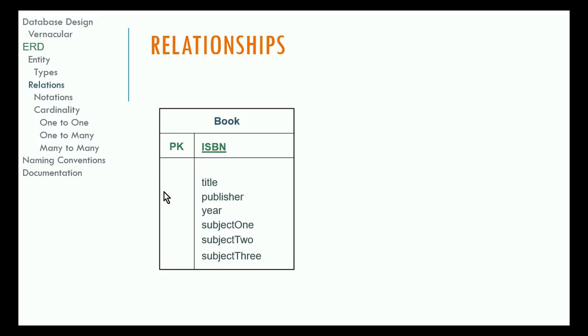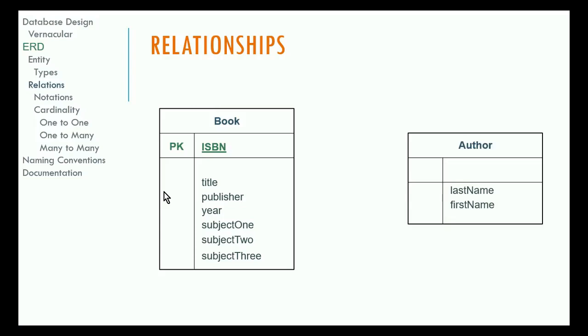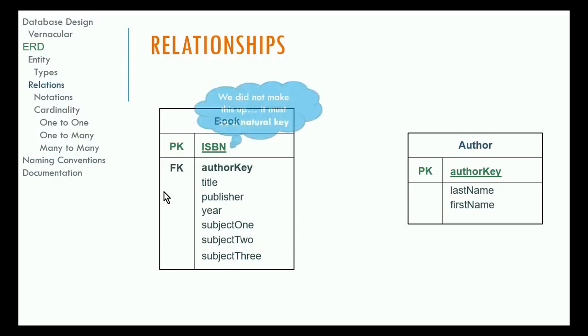Now, the books, as you know, would probably have an author, right? So most books have an author, and we might have a primary key. In this case, I made one up called author key. So these two tables, or these two entities, have a relationship to one another. And to show that relationship, I would draw a line between the two.